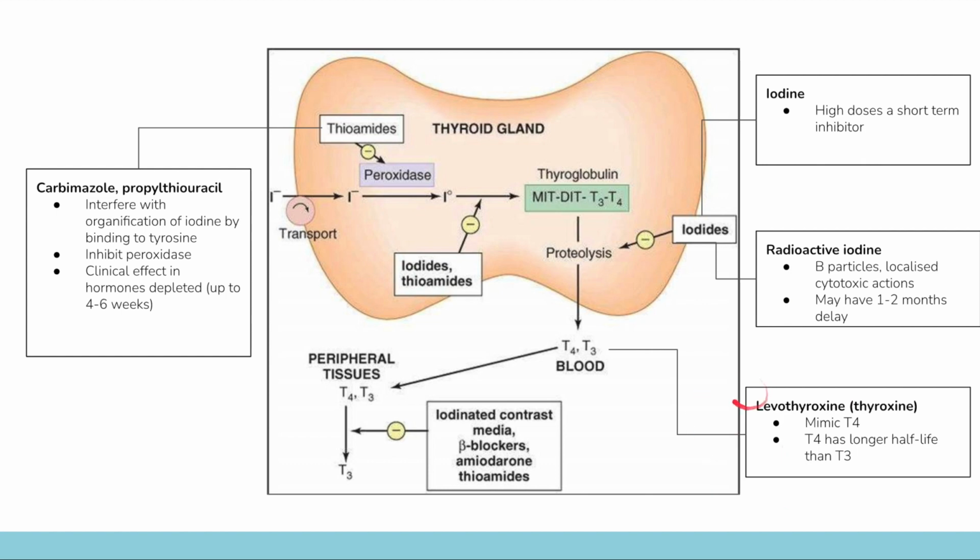On the flip side over here, we have levothyroxine, and this mimics T4. And why do we give T4? We give this instead of T3 because T4, if you remember back to our physiology, has a longer half-life than T3, so it sticks around longer and is more active that way.